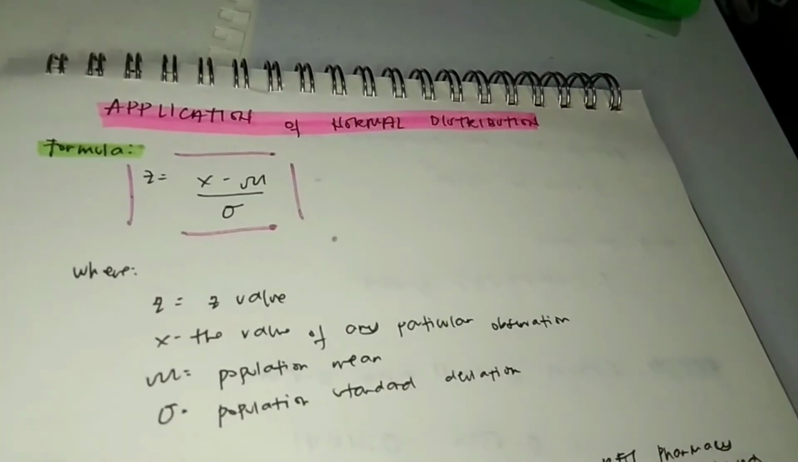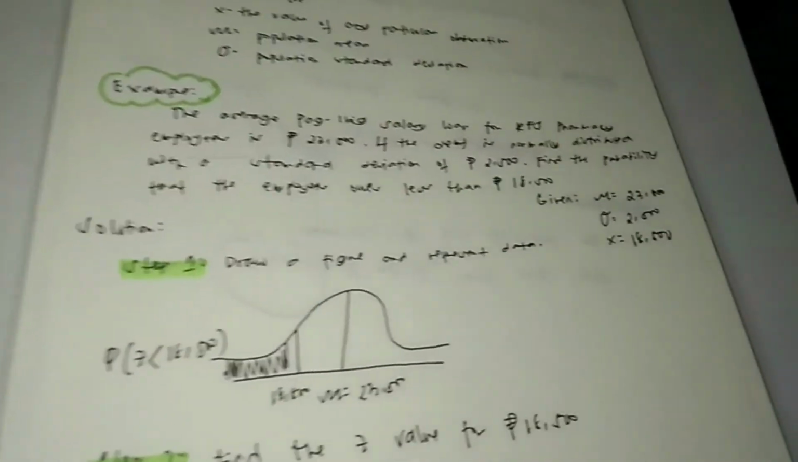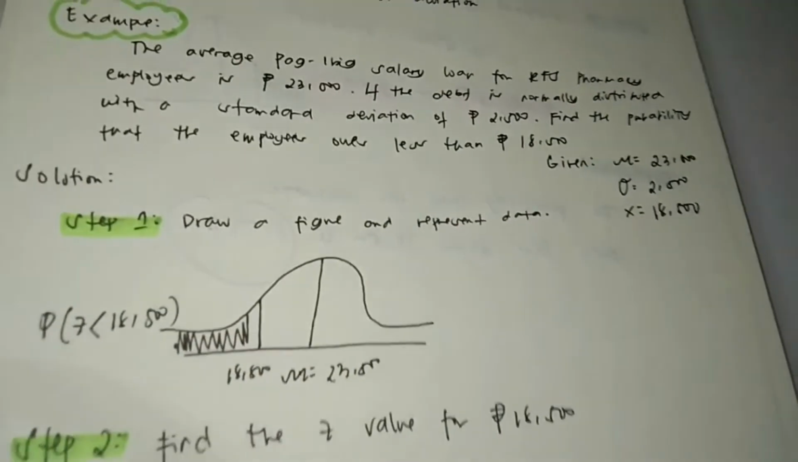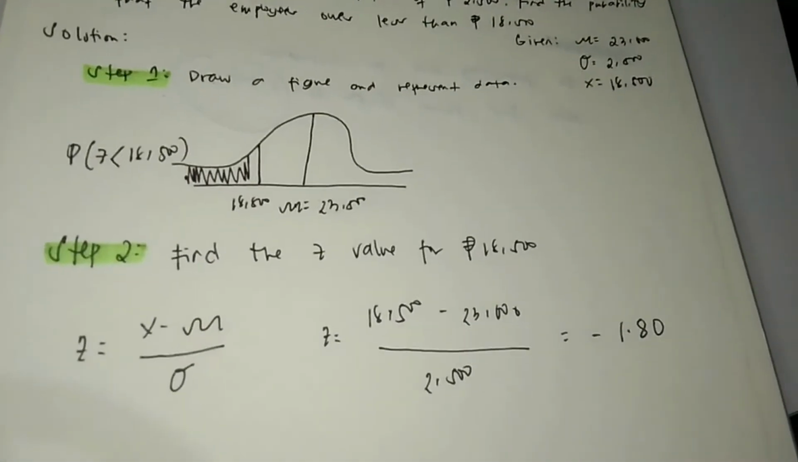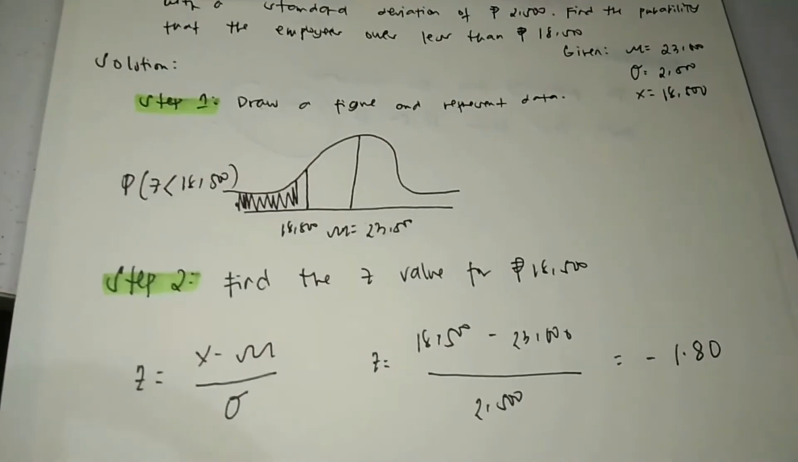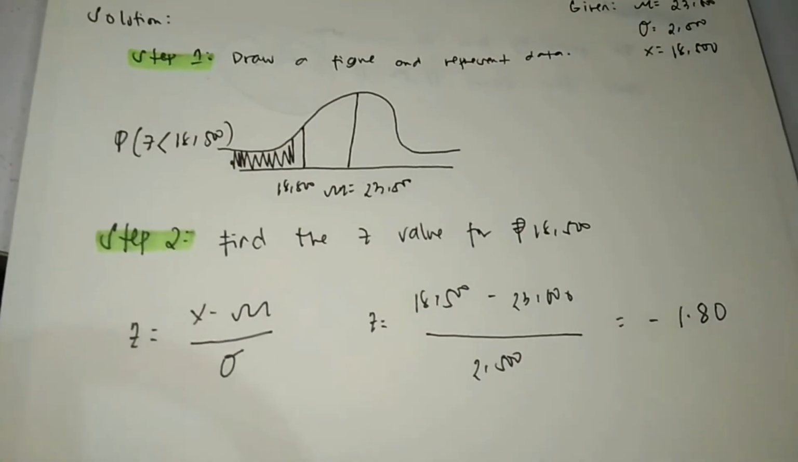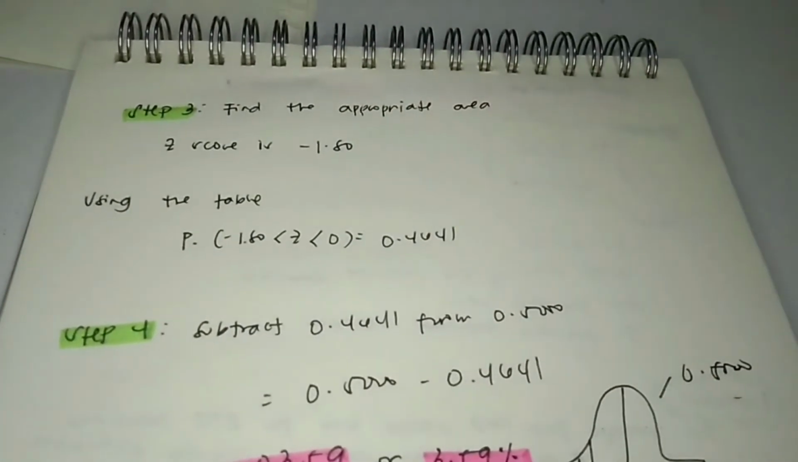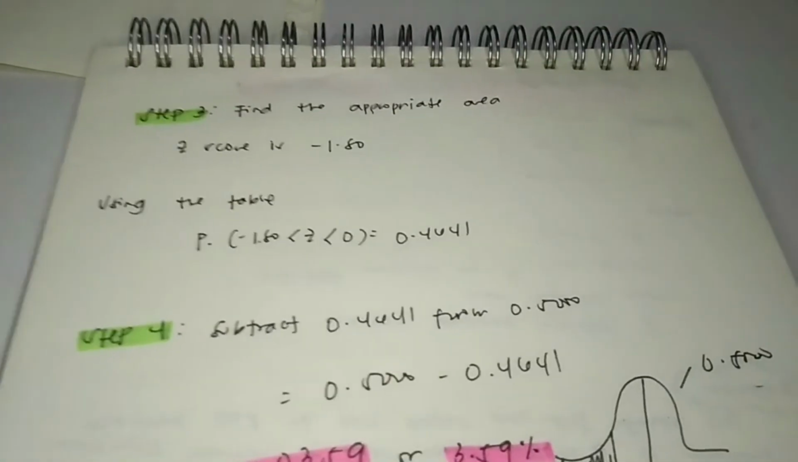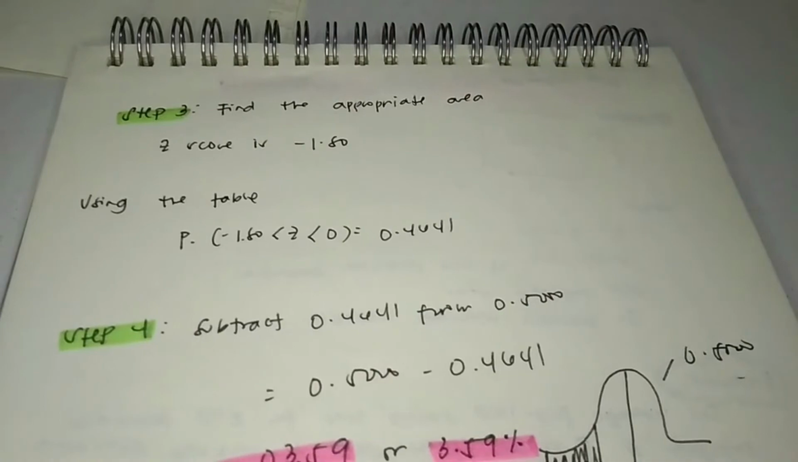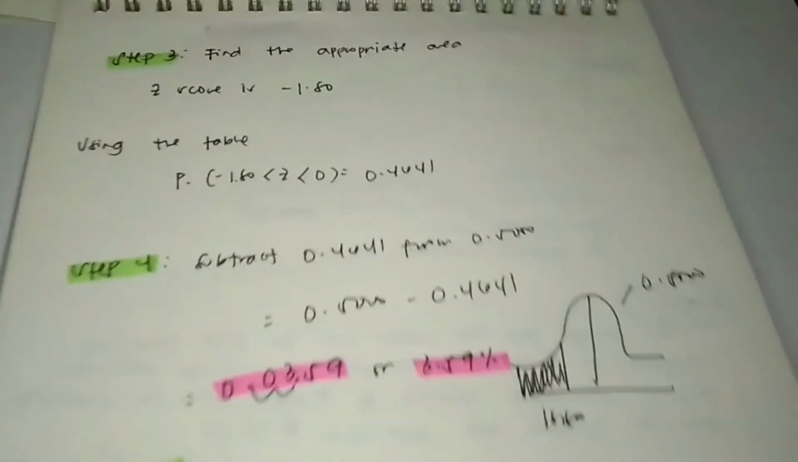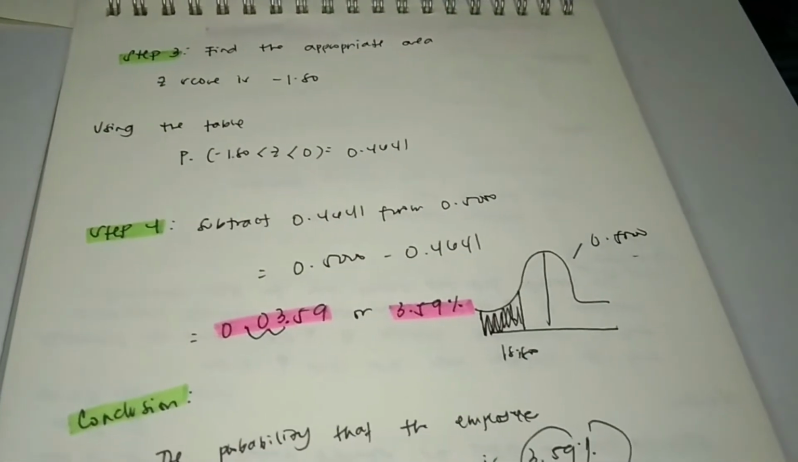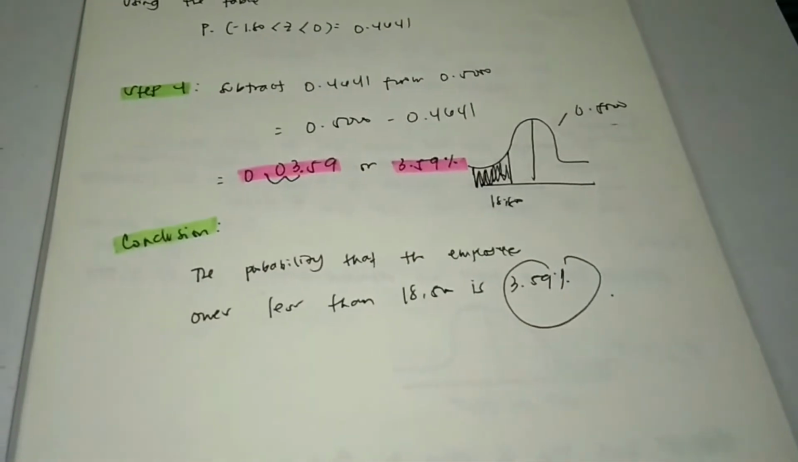Application of normal distribution. There are 5 steps. Step 1, draw a figure and represent data. Here we will use a normal distribution curve. Step 2, find the z value, where we apply the formula z equals x minus mu over sigma. Step 3, find the appropriate area, where we use the normal distribution table to find the z-score area. Step 4, subtract what we get from the table from 0.5000. And the last step, the conclusion.